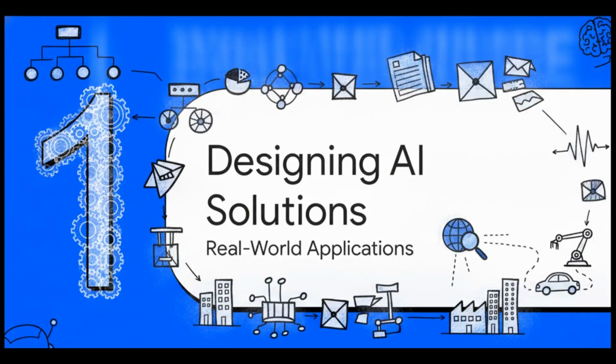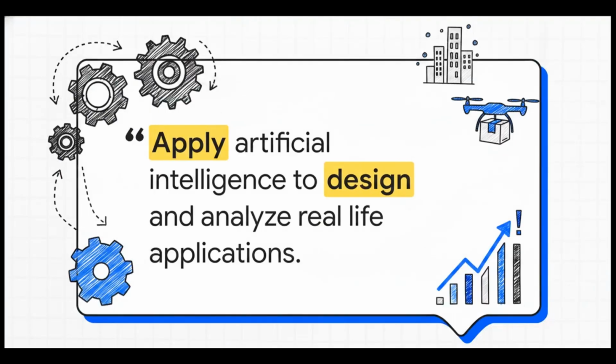Kicking things off with Section 1, Designing Real-World AI Solutions. So what's the ultimate mission of an AI architect? It's really quite simple. Apply artificial intelligence to design and analyze real-life applications. The absolutely crucial word there is real life. Because, let's be honest, it is one thing for an AI model to work perfectly in a sterile, simulated lab environment, but it's an entirely different beast to deploy it into the messy, unpredictable real world and actually make an impact. Literally every decision you make going forward hinges on that transition from the laboratory to the living, breathing marketplace.